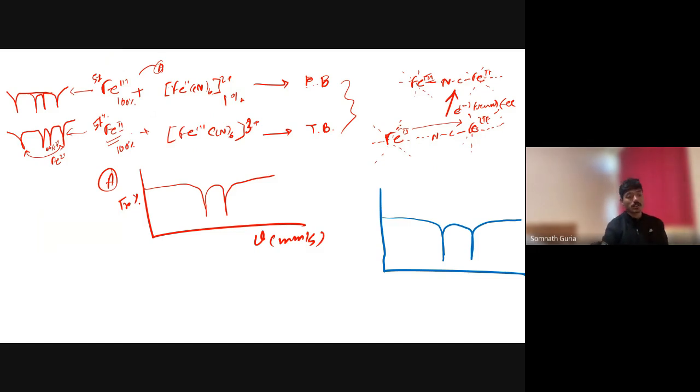These two lines are for the iron 3 only, but they took the iron 57. This would be iron 2, and they would show the iron 2 as a 100% line. The splitting would be higher, but they did not get this one. This is transmittance, and this is the velocity.